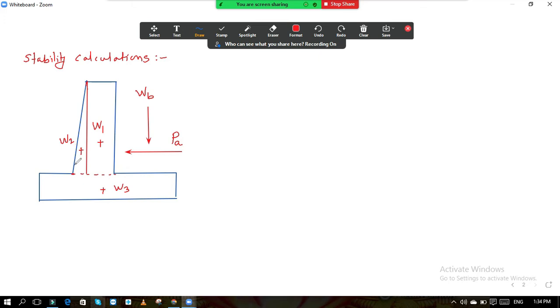Okay. So if I show the direction of the forces from where those are acting, W1 will act like this at the CG. W2 will also act at the CG, and W3 also acts at the CG. So these are your forces W1, W2 and W3.